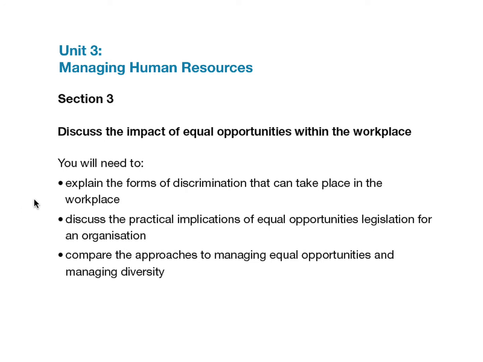Section 3, you need to describe the discrimination which can and does take place in terms of discrimination against gender, ethnicity, religion, disability, age, sexual orientation and education. You need to discuss how equal opportunities legislation does or does not prevent, identify and penalise discrimination in the workplace.